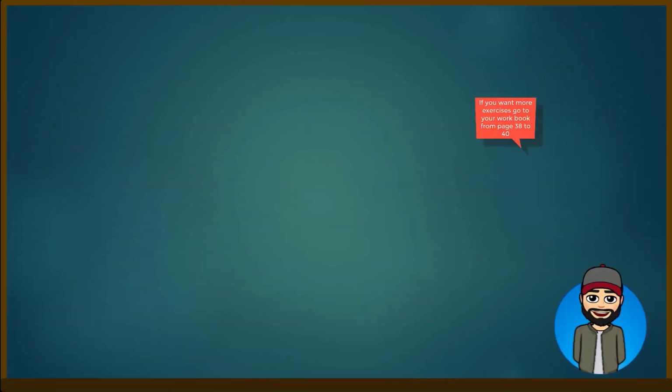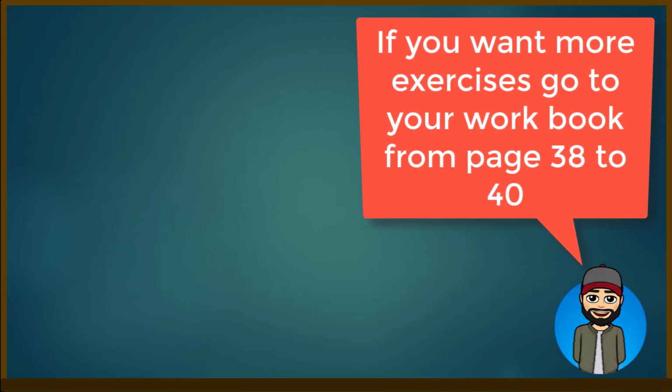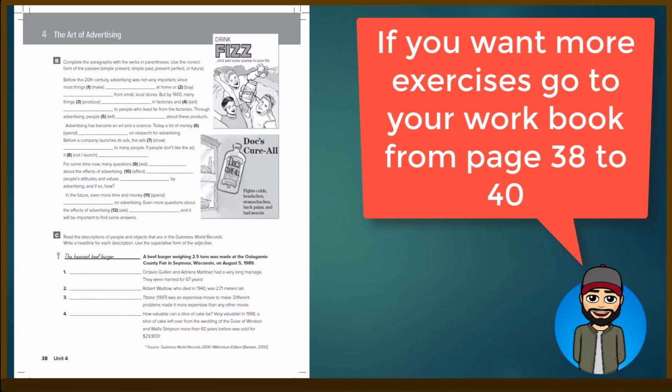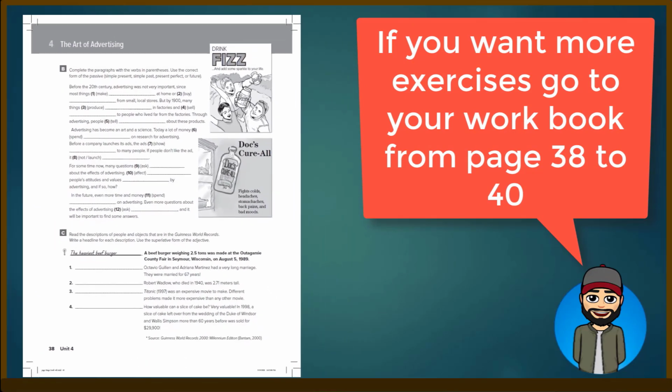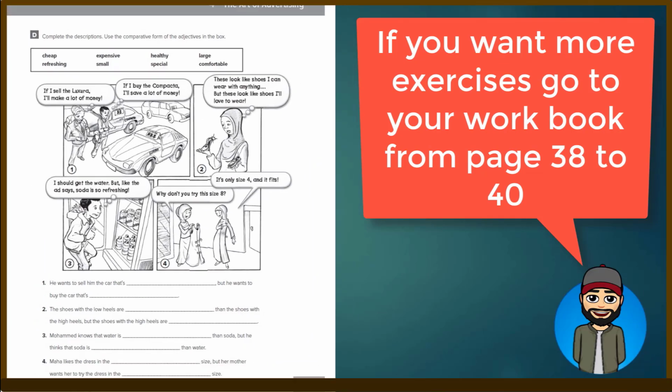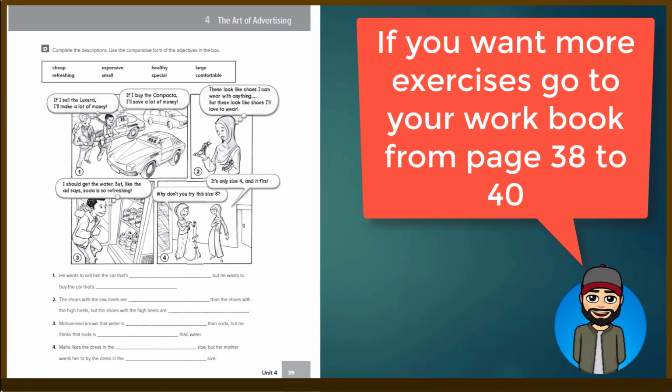If you want more exercises, go to your workbook from page 38 to 40.